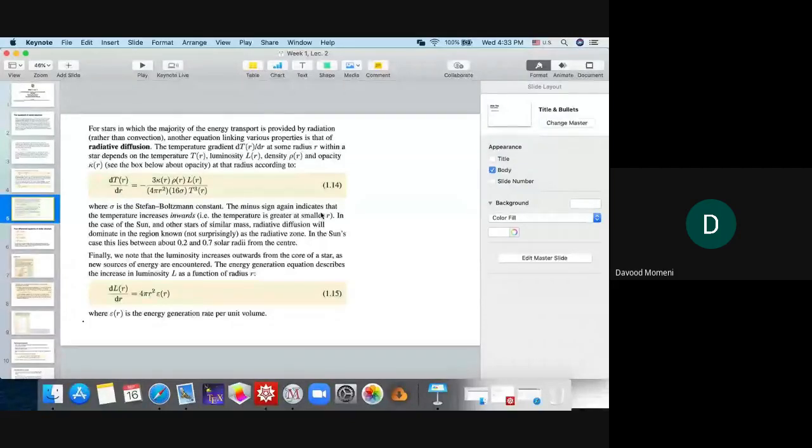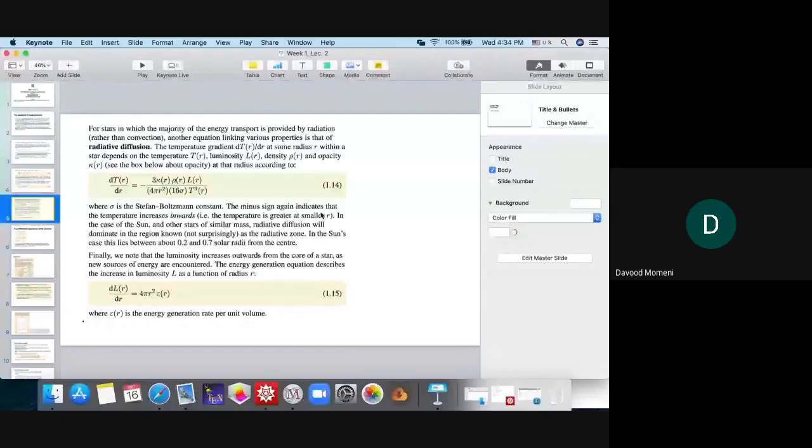So we assume that a change in luminosity with respect to R is proportional to the radiation. If you think about the rate of energy generation per unit volume, we call it epsilon R, a function of R. So it gives you the idea of how much energy will be generated per 1 cm³ of the surface or volume. And the left side of the equation gives you the luminosity.